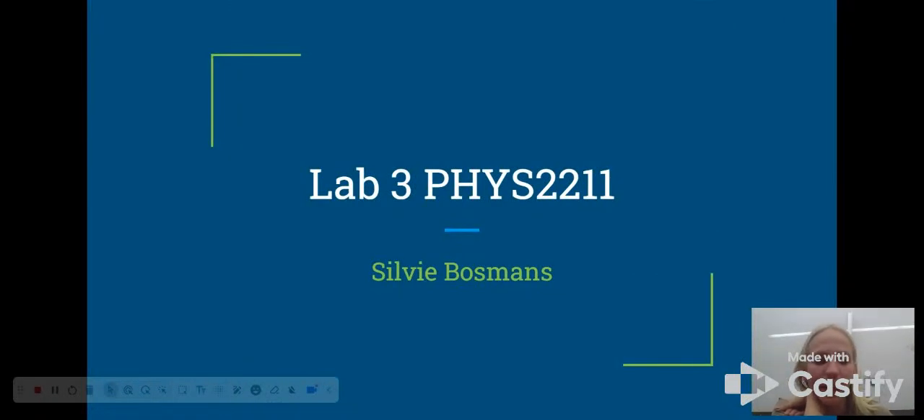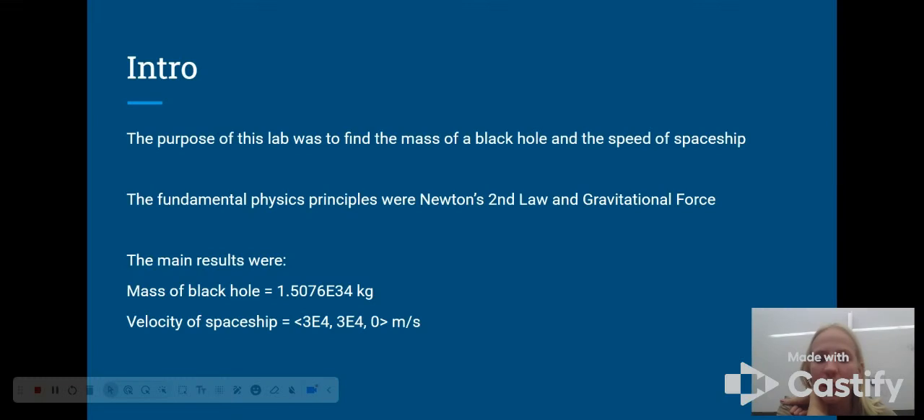This is my Lab 3 for Physics 2211. To start, the purpose of this lab was to find the mass of a black hole as well as the speed of a spaceship. The fundamental physics principles were Newton's second law and gravitational force.